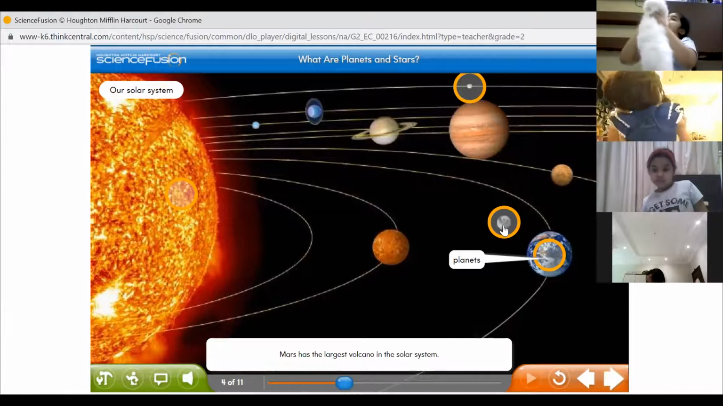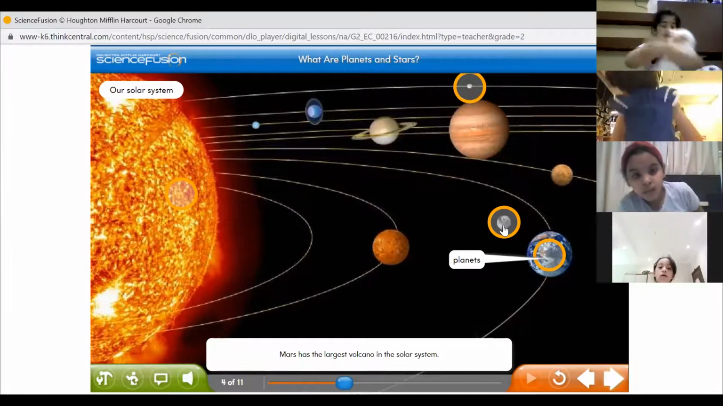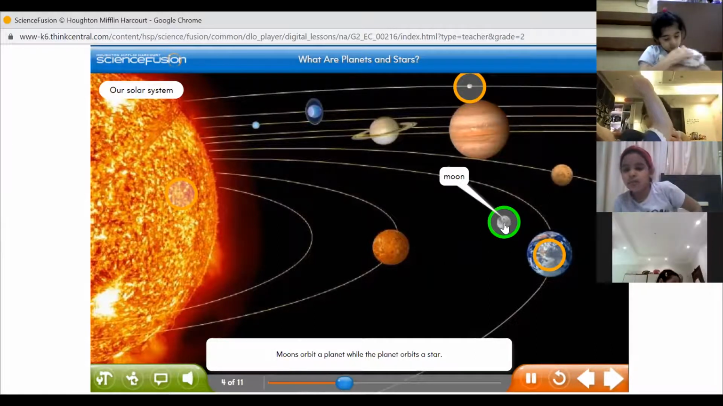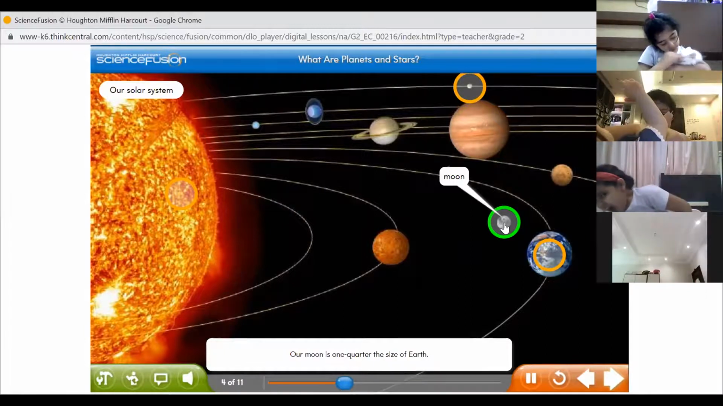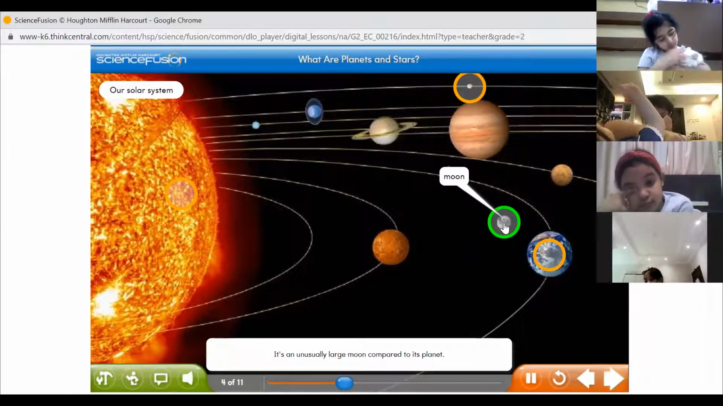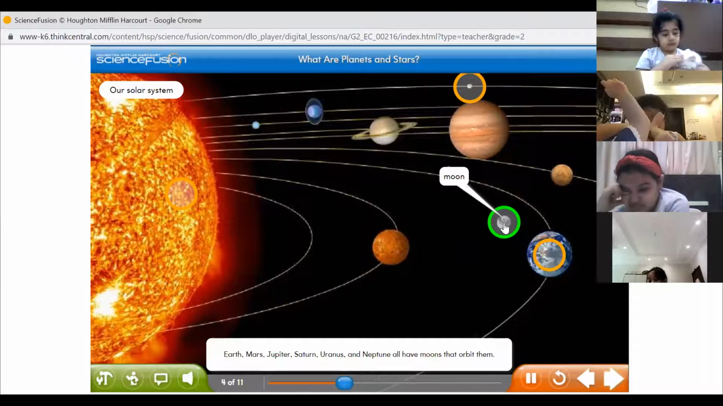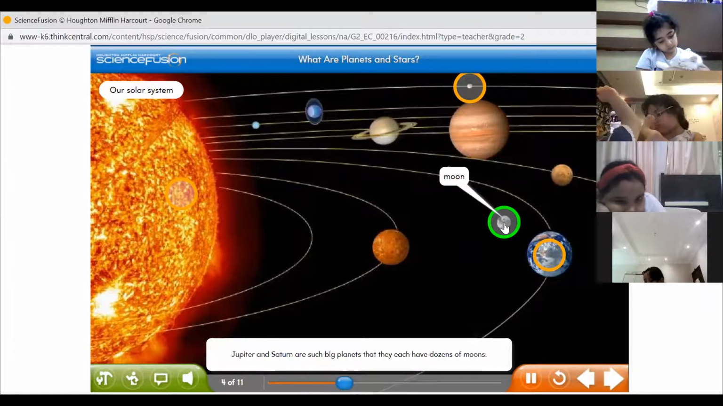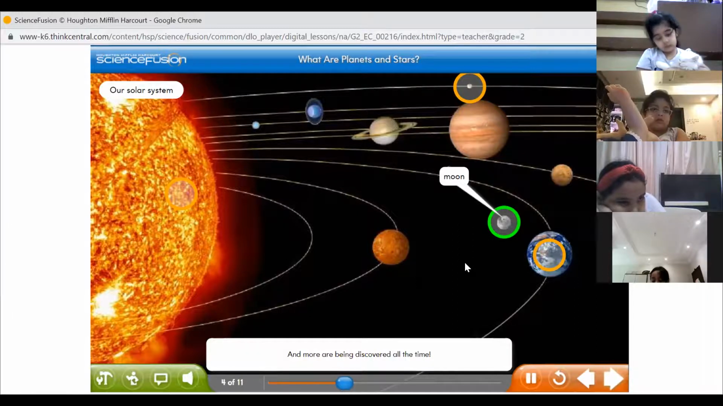Okay, guys? Let's take a look at the moon. Moons orbit a planet while the planet orbits a star. Our moon is 1/4 the size of Earth. It's an unusually large moon compared to its planet. Earth, Mars, Jupiter, Saturn, Uranus, and Neptune all have moons that orbit them. Jupiter and Saturn are such big planets that they each have dozens of moons. And more are being discovered all the time.